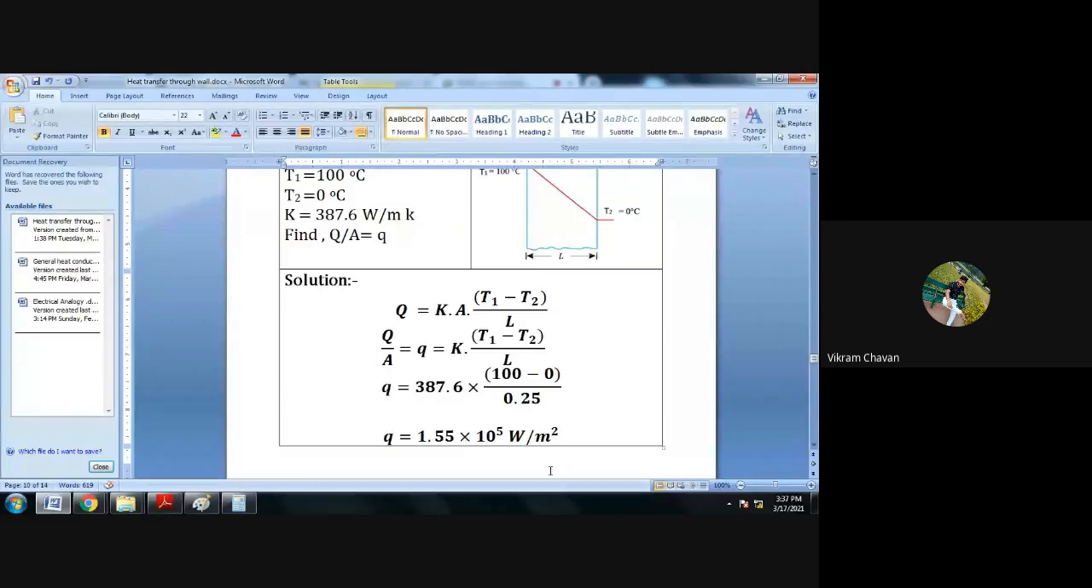So our final answer is 1.55 into 10 raised to 5 watt per meter square. All the answers are correct. So you can write down this answer and solve this particular problem. Simple problem as a starter.